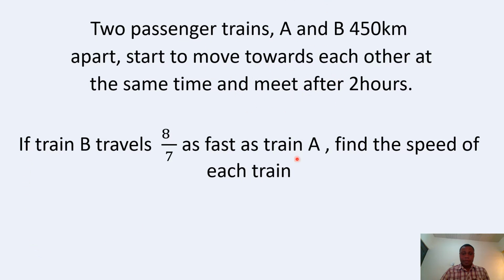Now we come to this part of the question. It's telling us that if train B travels 8/7 as fast as train A, find the speed of each train. This first part of the sentence is telling us that train B travels faster than train A by this fraction, 8/7. That is what it means. And we are asked to find the speed of each of the trains.